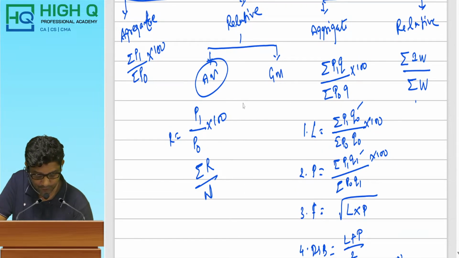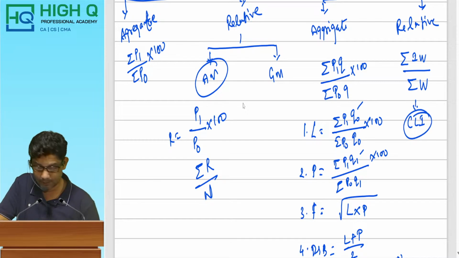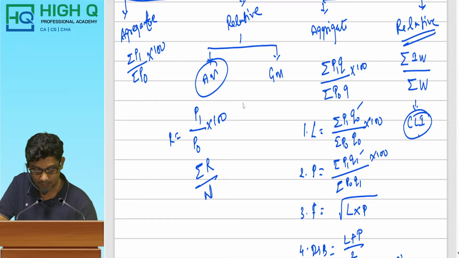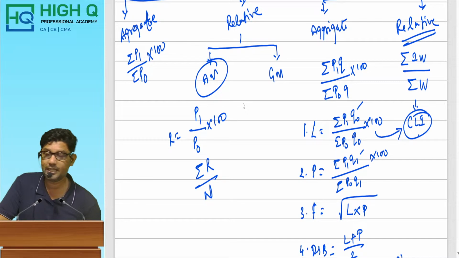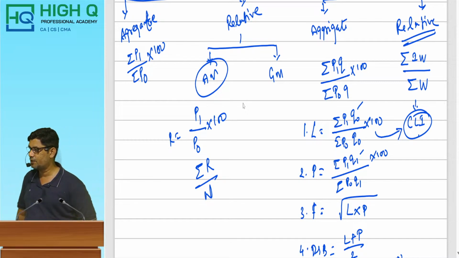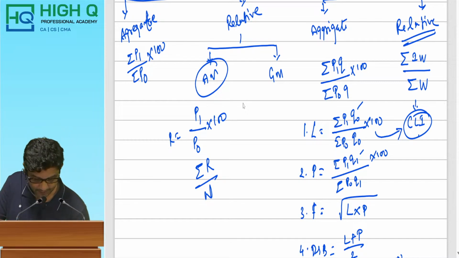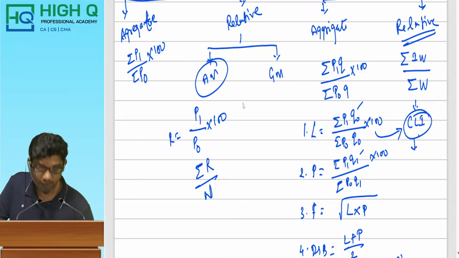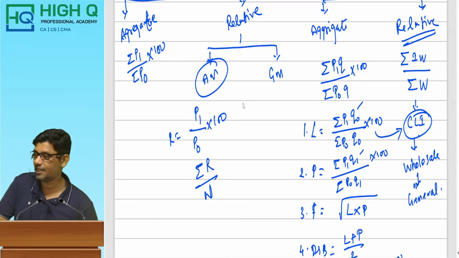Now, this formula we are also using to calculate what? Cost of living index. When it is relative, then we use the cost of living index number here. And when the price and quantity are given, Laspeyres' formula is the cost of living index. Okay, Laspeyres' formula is what? Cost of living index. And if they ask you to find out wholesale index number, still you have to use the same formula, wholesale index number. Or if they ask you to find out general index number, still you are going to use the same formula.